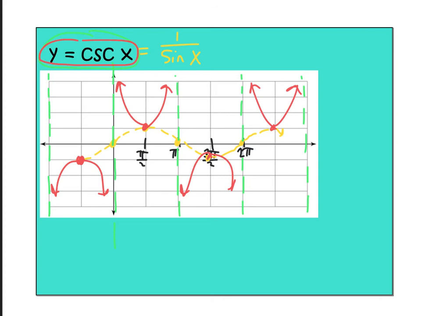These graphs, not going to lie, are not overly useful. If there's ever a problem where you have to deal with a cosecant function, you can always just turn it into a sine function with its reciprocal and then use that to solve it. But they do exist and they are out there. I just want to make sure we know what they look like.